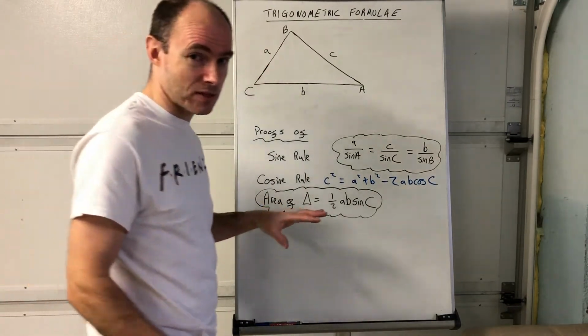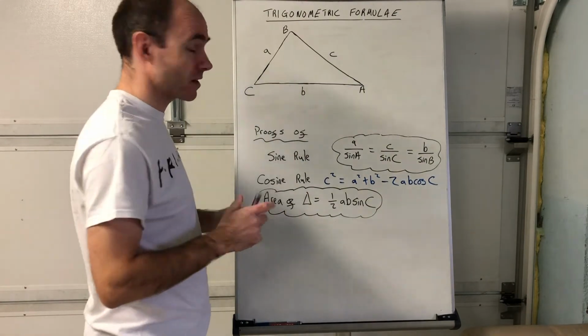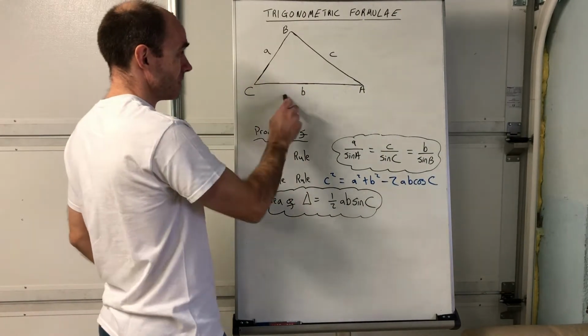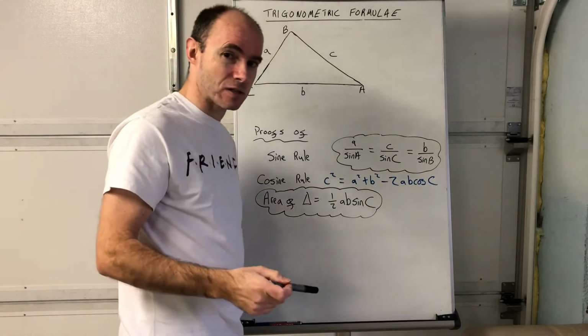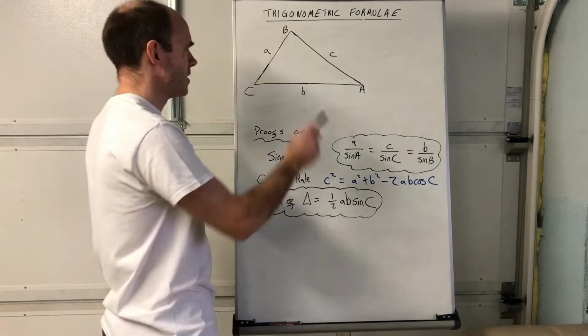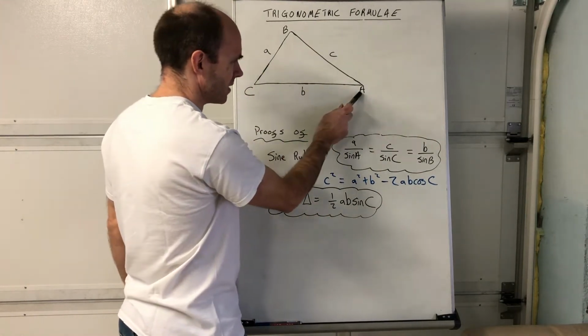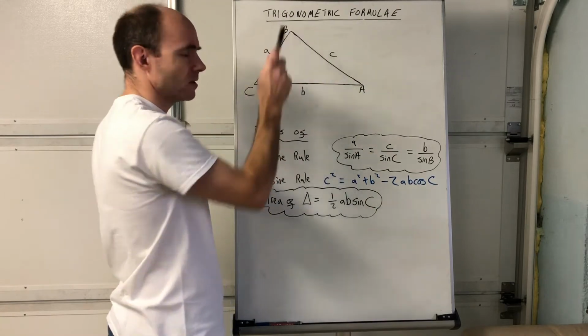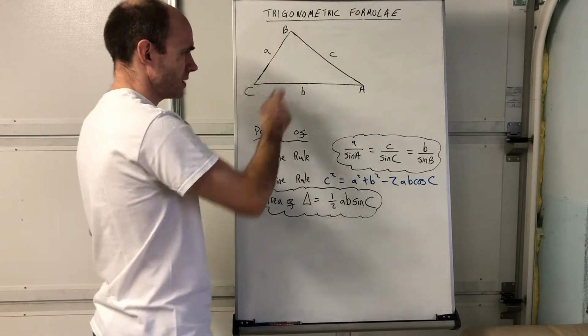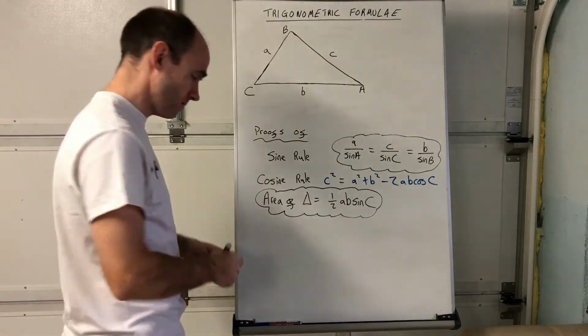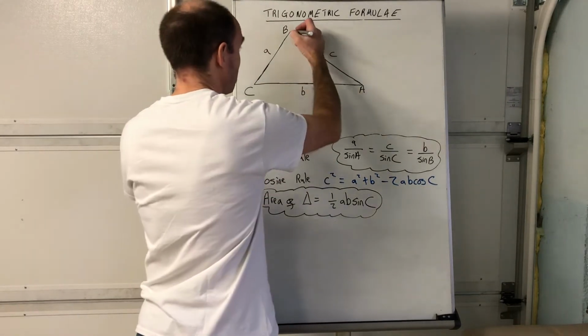Now, the method is just to draw out a triangle, and then the convention is to use lowercase letters a, b, c for the sides, then uppercase letters for the angles opposite those sides. So opposite side a, angle A; opposite side b, angle B; opposite side c, angle C. And then from those we can proceed.